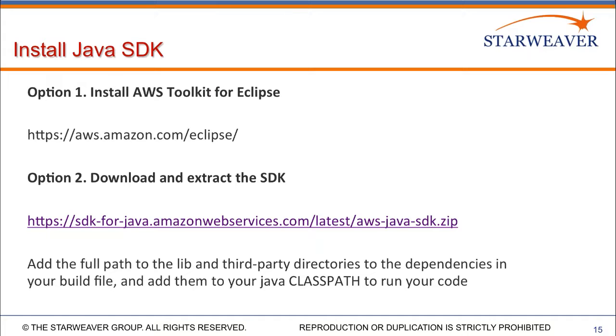Again, I put the link there. It's just aws.amazon.com/eclipse. If you don't want to do that, or if you're not an Eclipse user, you can just download the SDK directly. Again, I put a link there. And then basically you just want to update your classpath to be able to locate the Java SDK.